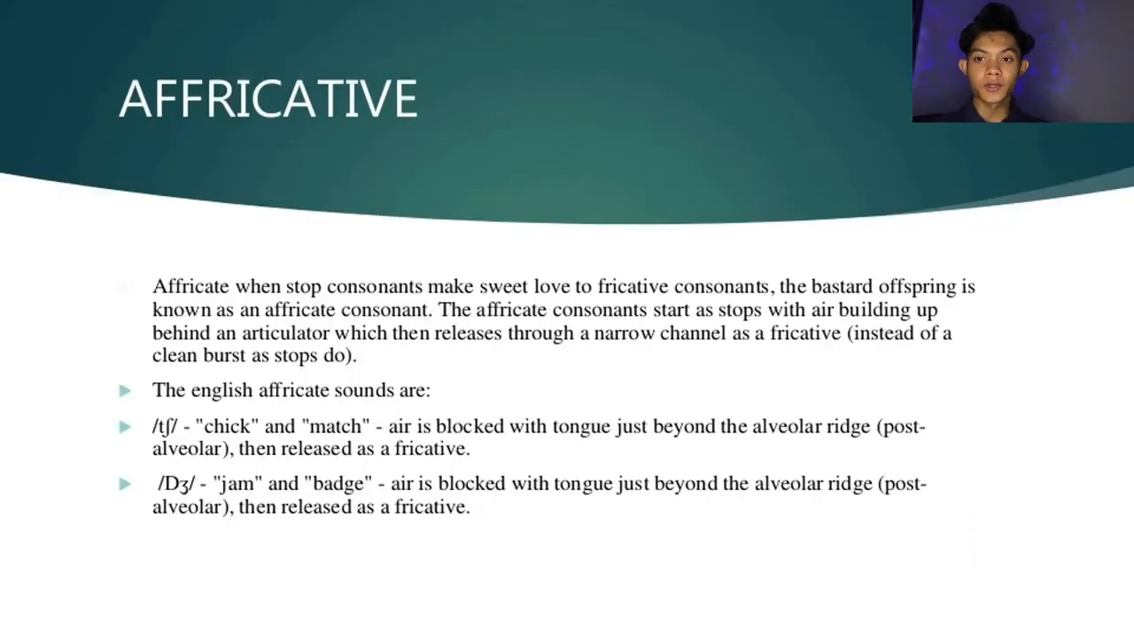Another type of manner of articulation is affricate. The affricate consonant stops with the air building up behind an articulator, which then releases through a narrow channel as a fricative, instead of a clean burst as stops do. The English affricate sounds are ch, chick, and match. Air is blocked with the tongue just beyond the alveolar ridge, post-alveolar, then released as a fricative.